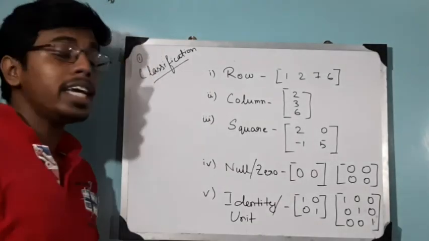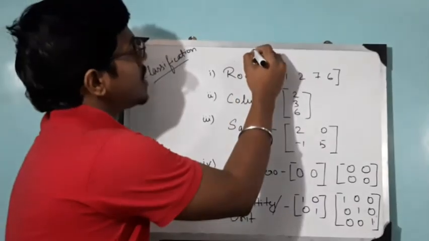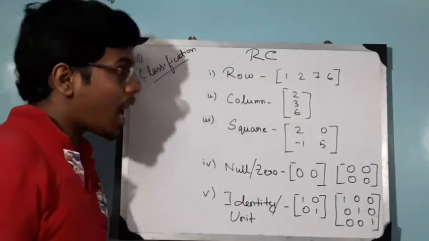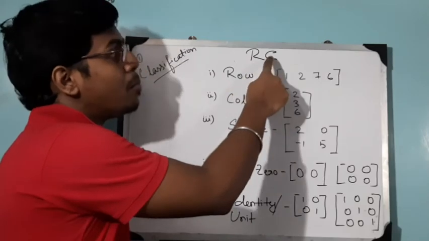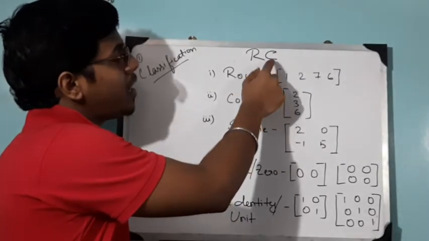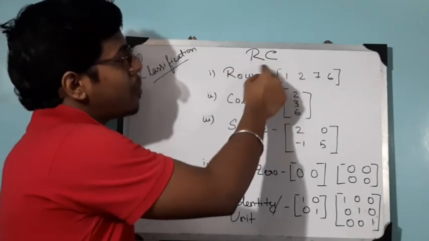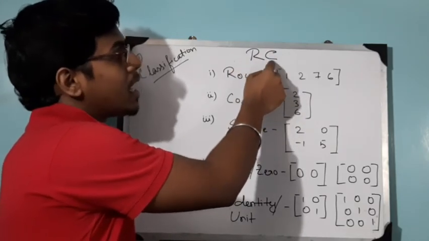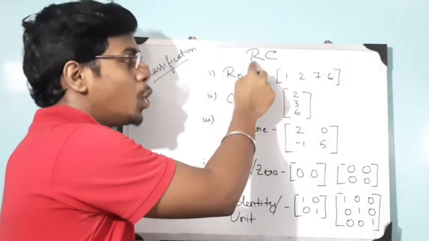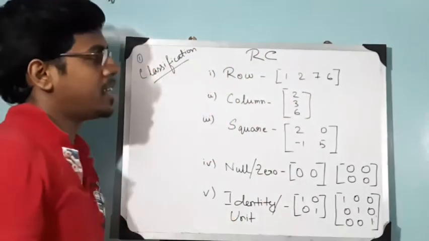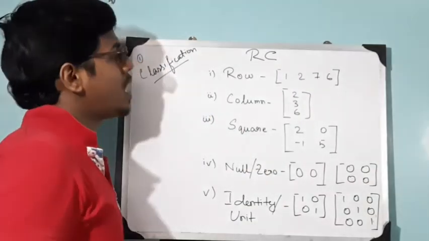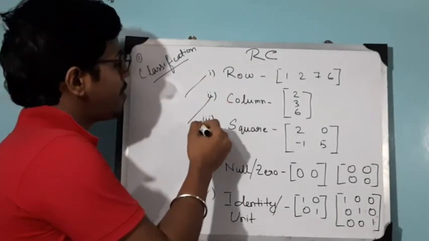While determining the order of a matrix, you have to know this: R, C. R for row, C for column. You have to count the number of rows first and the number of columns second. So how to memorize it? Always remember that though C comes first and R comes later in the alphabet, here R comes first, C comes later, meaning row comes first, column comes later. Now we have to count the number of rows and number of columns in each and every matrix.